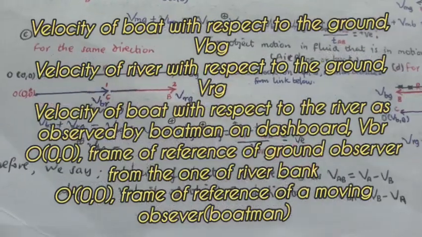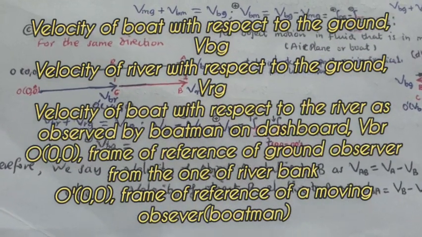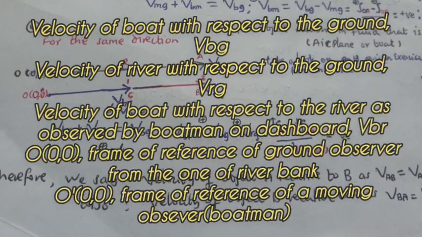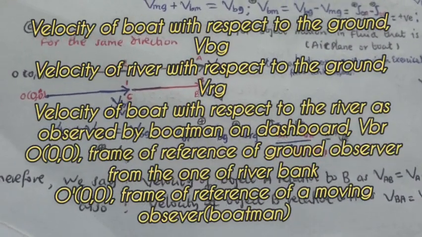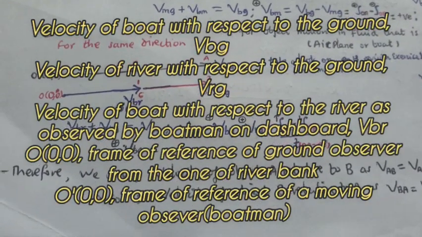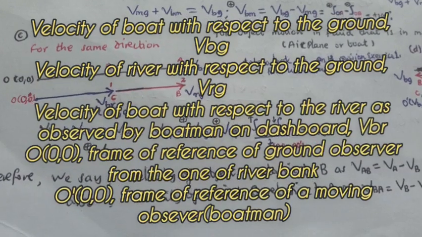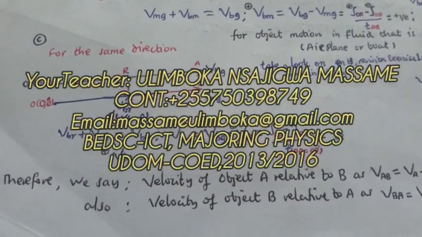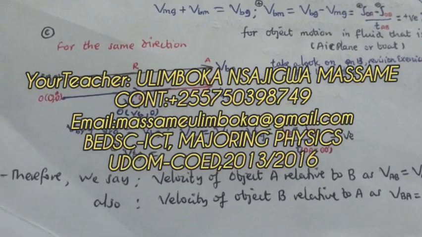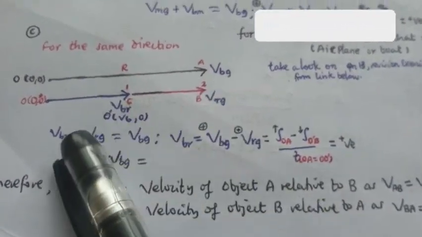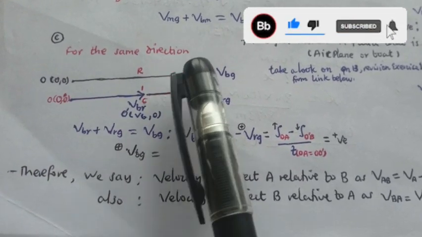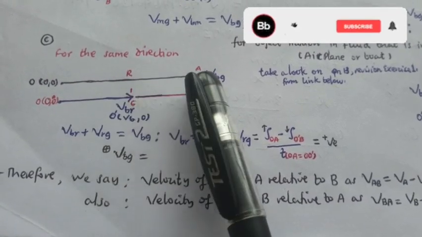Welcome to Olimboka Physics. Okay, we proceed with our relativity between two moving objects. Here we have a moving fluid and a moving object in the fluid. For this case, we will have an airplane, boat or a swimmer, and the fluid might be wind or a flowing river. Let us consider the boat and the flowing river. For this case, the flowing river and the boat are moving in the same direction.